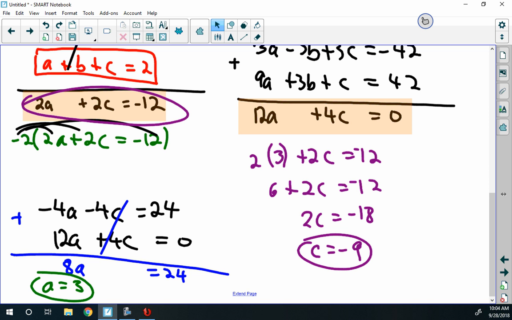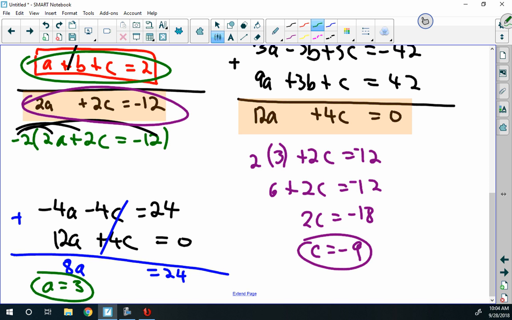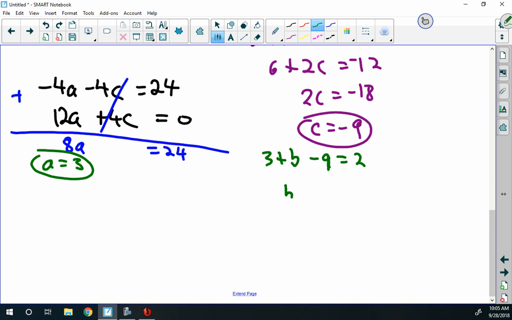Well, we got to go back and find our b. Maybe we'll go all the way back to this first equation here, a plus b plus c equals 2. So a, 3, plus b plus c equals 2. So let's see, b minus 6 is 2. So it looks like b is 8 then, right?